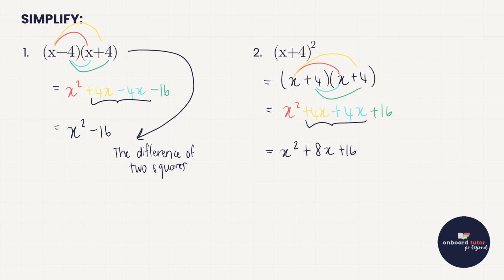And what will happen is we will have our first term squared, our last term squared. And then what will happen is we'll multiply these two inside terms, 4x, and double them. Okay, and that is a little shortcut that you can use whenever you are given a square of a binomial.